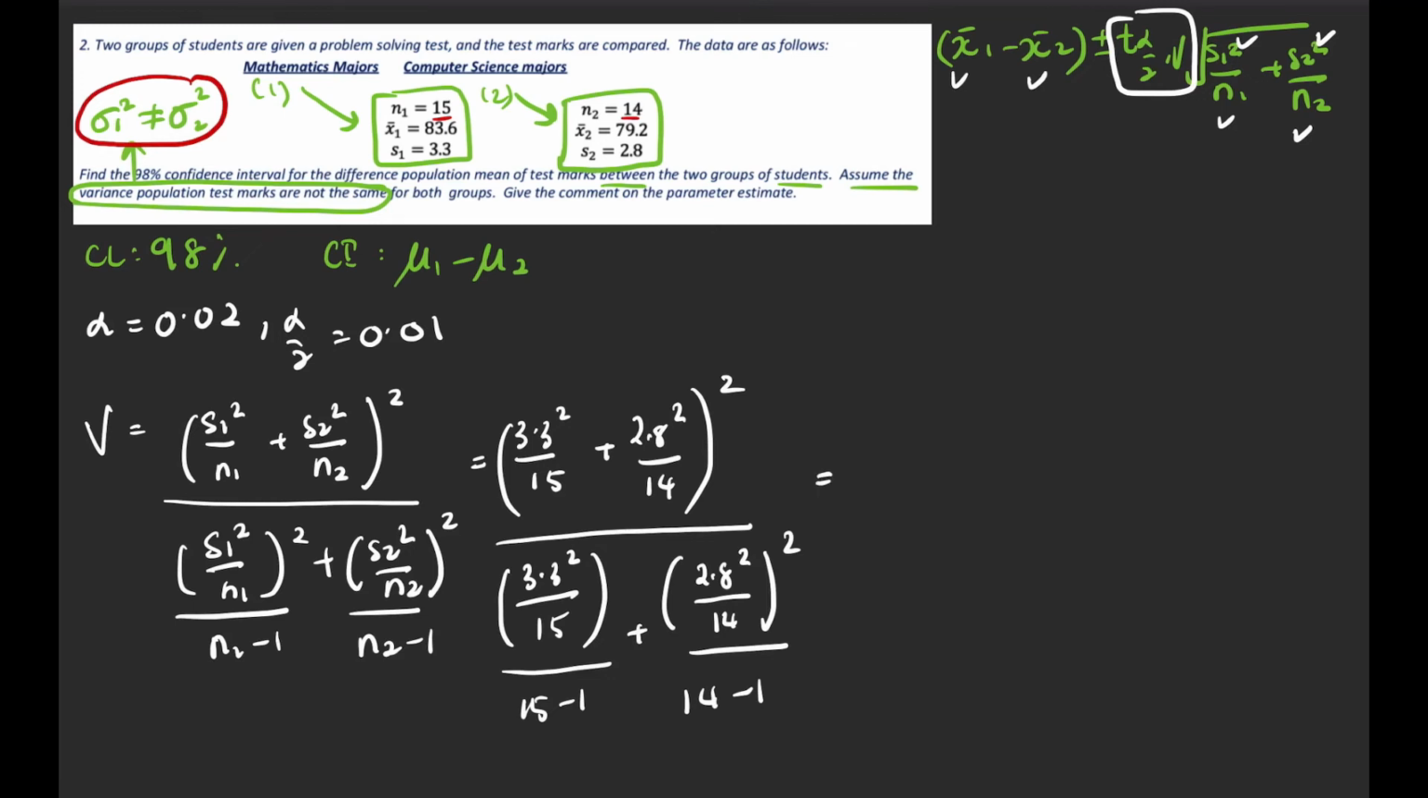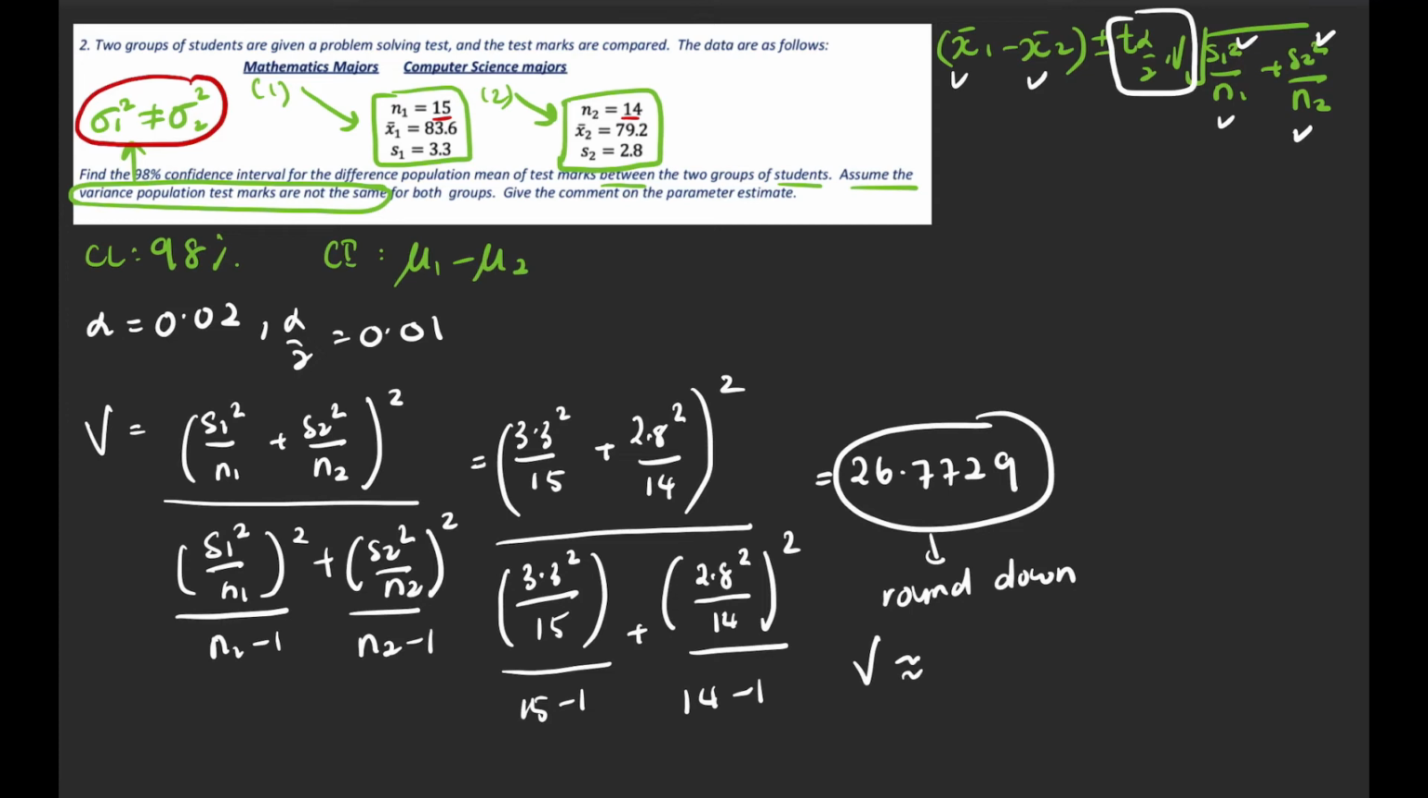So my answer here is 26.7729. So this value you have to round down. So round down, the nu will become 26. Okay, so nu is 26. T 0.01, nu is 26, is equal to 2.4786.